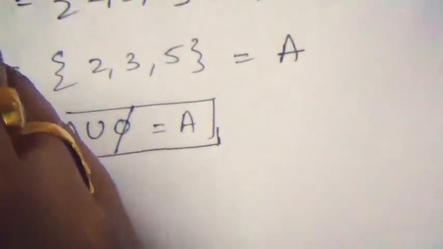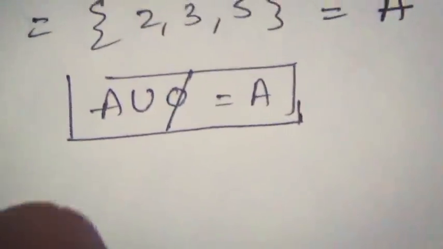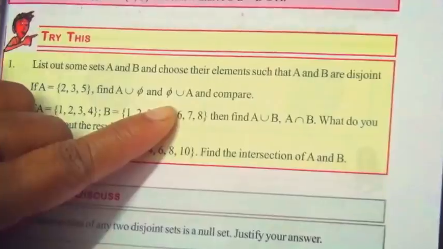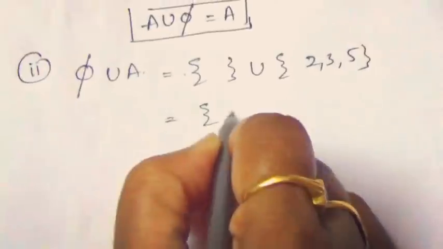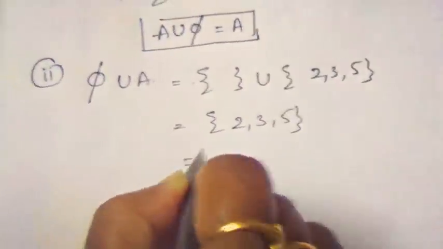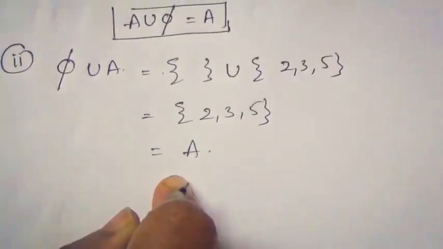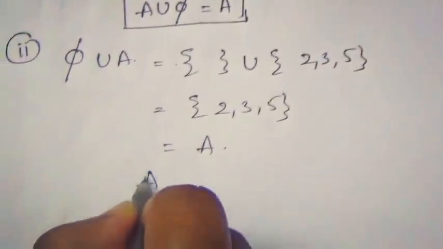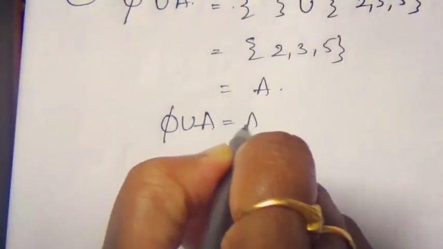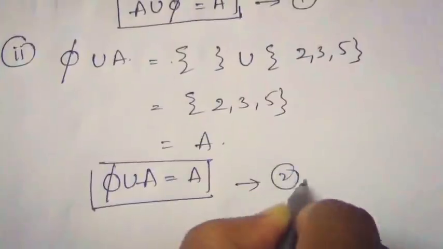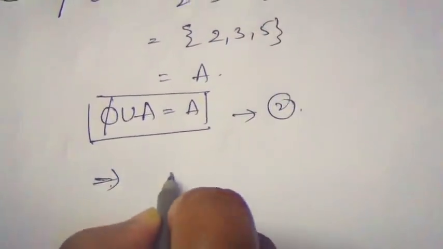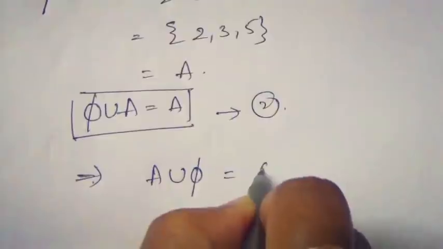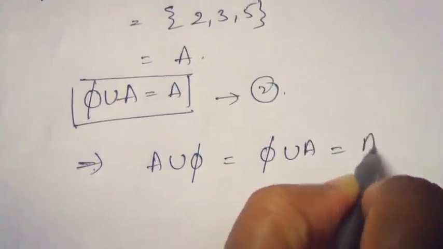Second, it was given that phi union A is equal to, phi means the null set, union A means 2, 3, 5. So all together we write 2, 3, 5. Again the answer is the same, that is A. So phi union A is also equal to A. So from equations 1 and 2, you will get A union phi is equal to phi union A is equal to A.